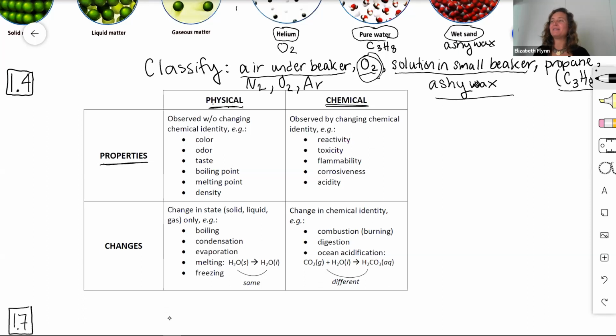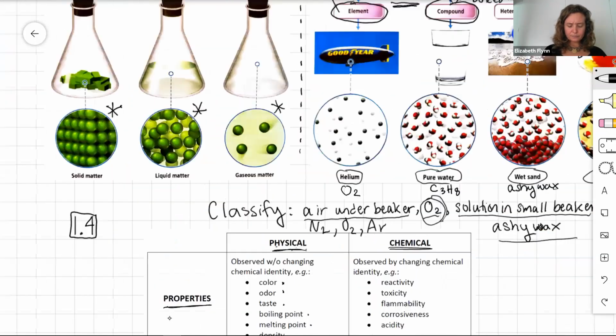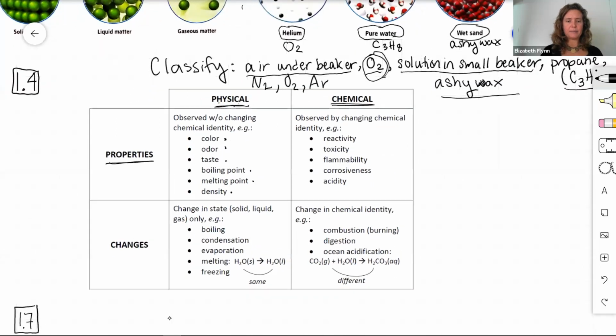We can describe the appearance of matter using physical properties, right? The color of matter, the odor of matter, the taste of matter, also the boiling point of matter, meaning the temperature at which the substance boils, or the melting point, meaning the temperature at which something melts, or the density of matter. These are all physical properties because they can be observed without changing the chemical identity.